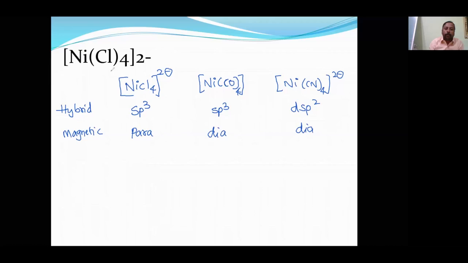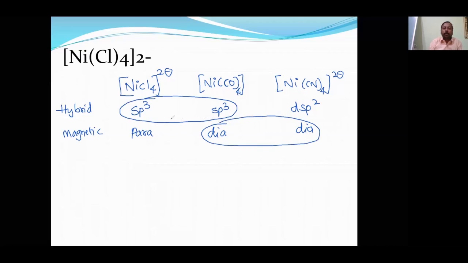Okay. Now the question will be more than one correct answer. Both are similar in structure. Both are similar in magnetic nature. Understood? So these are the similarities and differences between [NiCl4]2-, Ni(CO)4 neutral and [Ni(CN)4]2-. So this is where we have done the examples of coordination number 4.